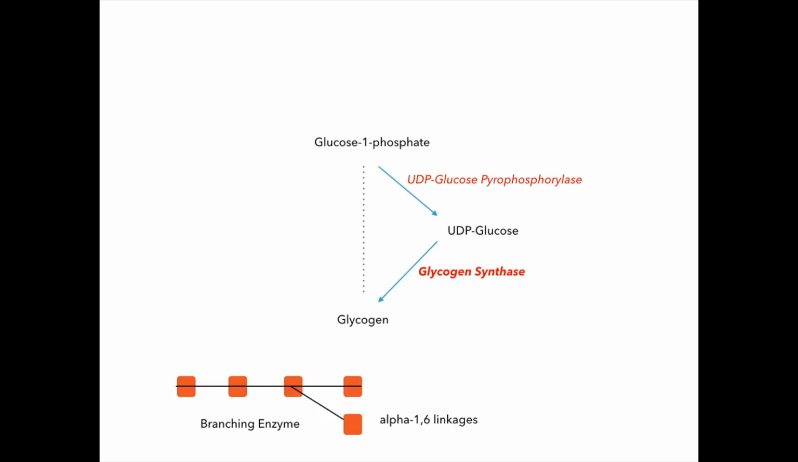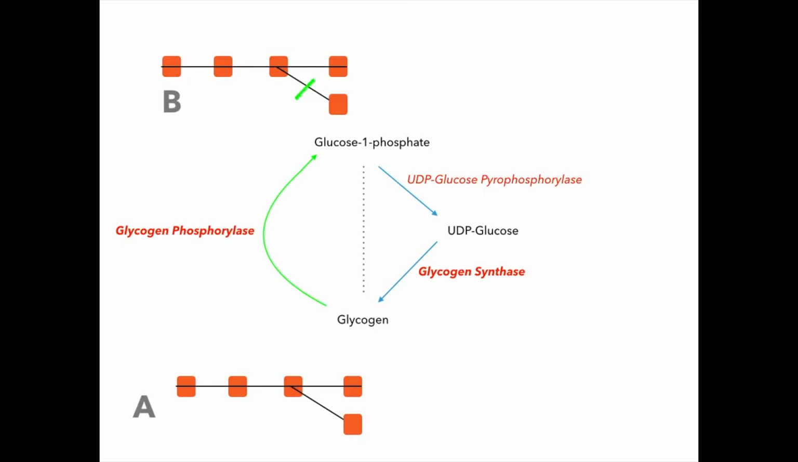Now, if we go forward, in order to break this chain down and release glucose, we're going to have to break the alpha 1,6 bond. You're going to have to do exactly what you see there, going from position A to position B. Glycogen phosphorylase will turn glycogen into glucose 1-phosphate. But then you need something called the debranching enzyme to cut that 1,6 bond and release the glucose 1-phosphate into glucose 6-phosphate.